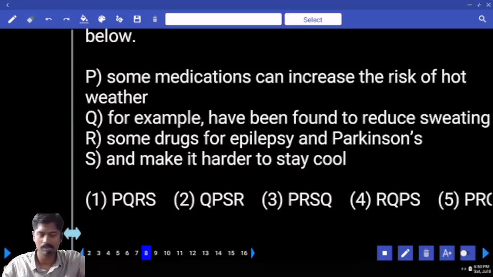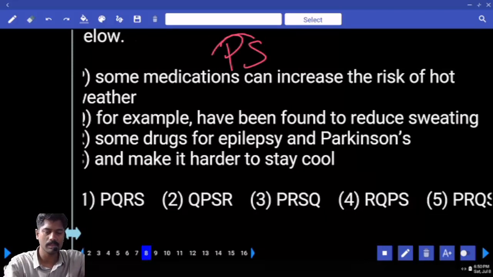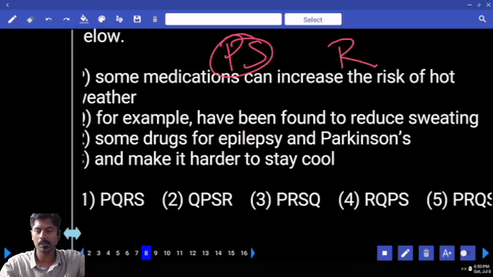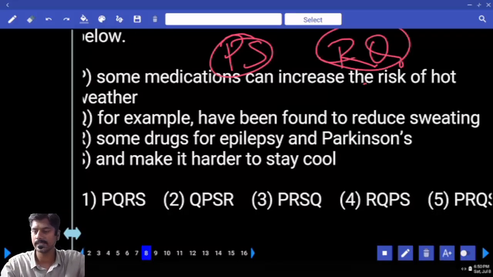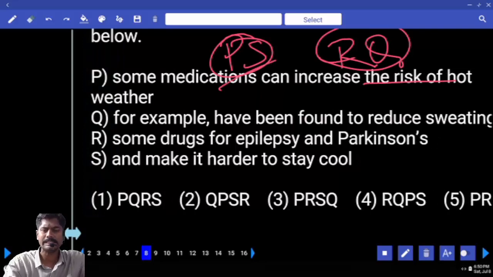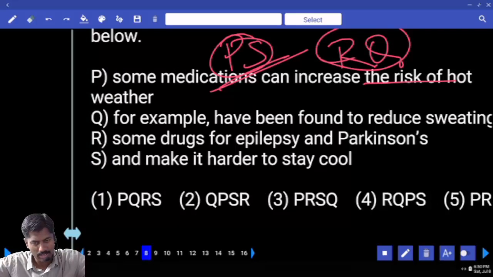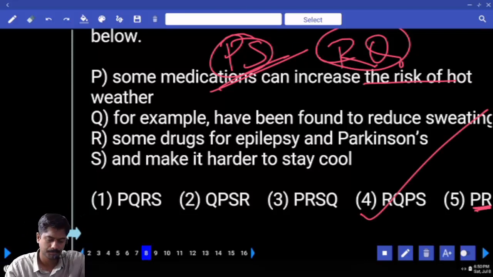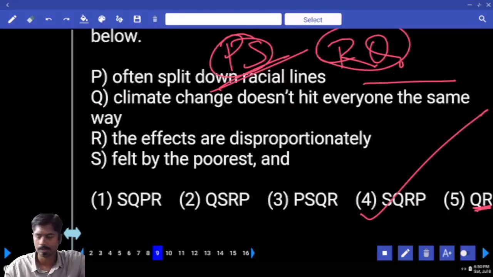Both are okay because P and S are one set and R and Q another set. RQ is related to example discussion. This is statement. So should I take PS first or RQ first? Fourth option. Fourth option is the answer.